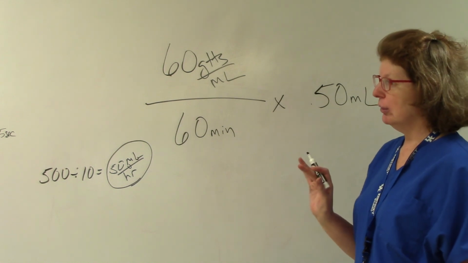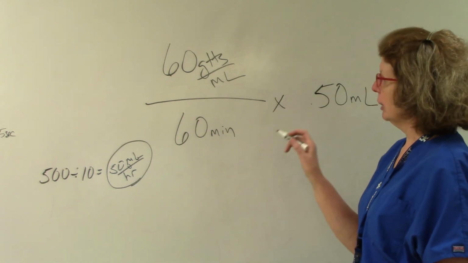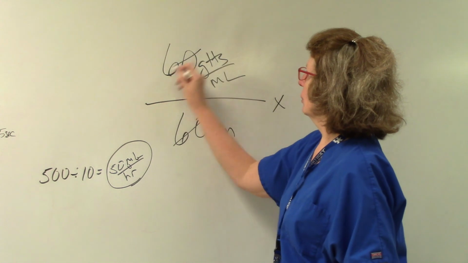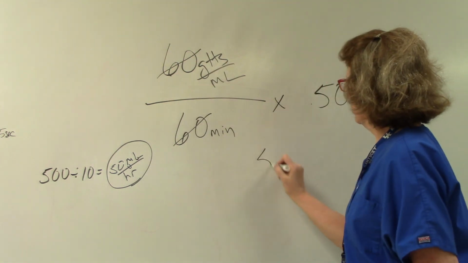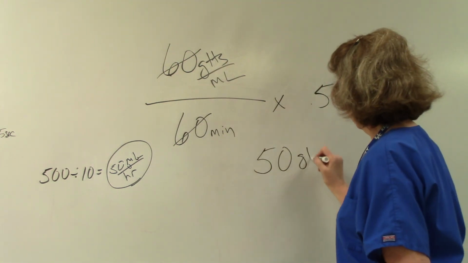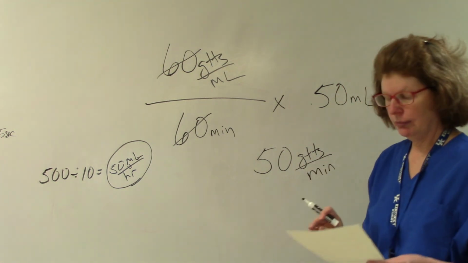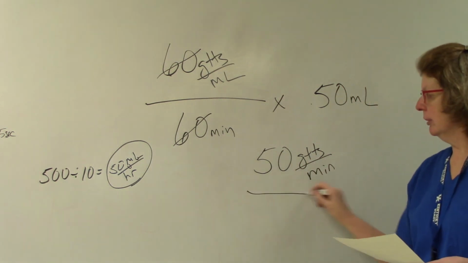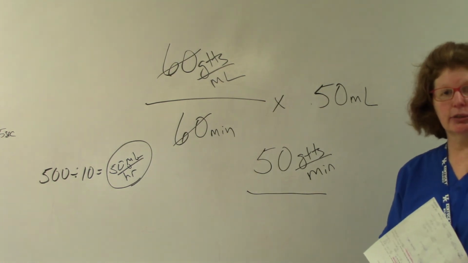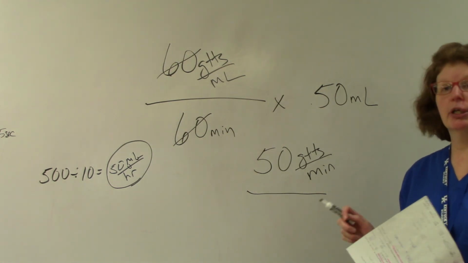So the one thing you'll notice when you do micro drip problems over an hour, you can cancel out those two and your answer becomes 50 drops per minute. So this would be the answer I would put on a test or a homework, would be 50 drops per minute.